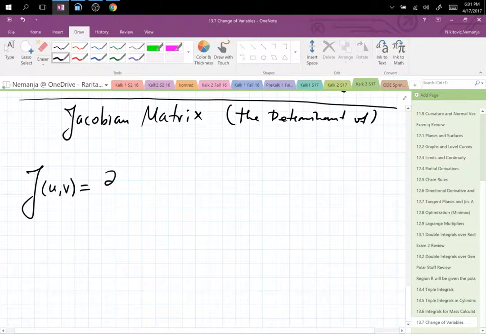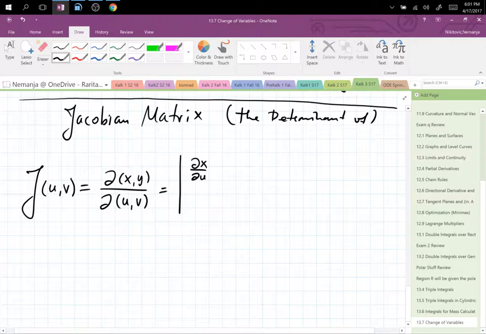will be given as the determinant of partial x, partial u. Now these are all functions. Partial x, partial v, partial y, partial u, partial y, partial v. And you know how determinants are computed.